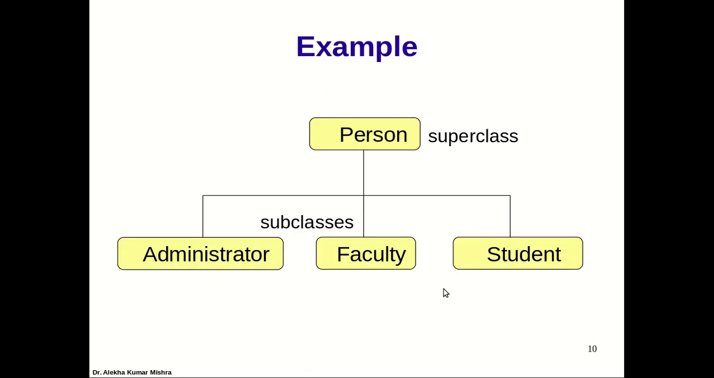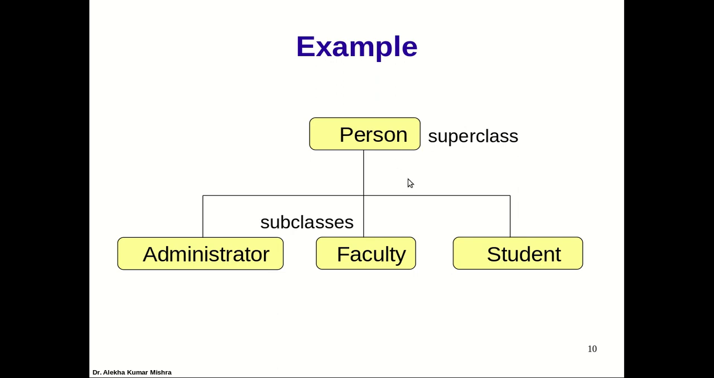So let's see another example here. Let's say a superclass Person, a common class Person. What are the features a person can have will be here. An administrator can be a person, faculty can be a person, a student can be a person. So Person will have all the features a common person will have.